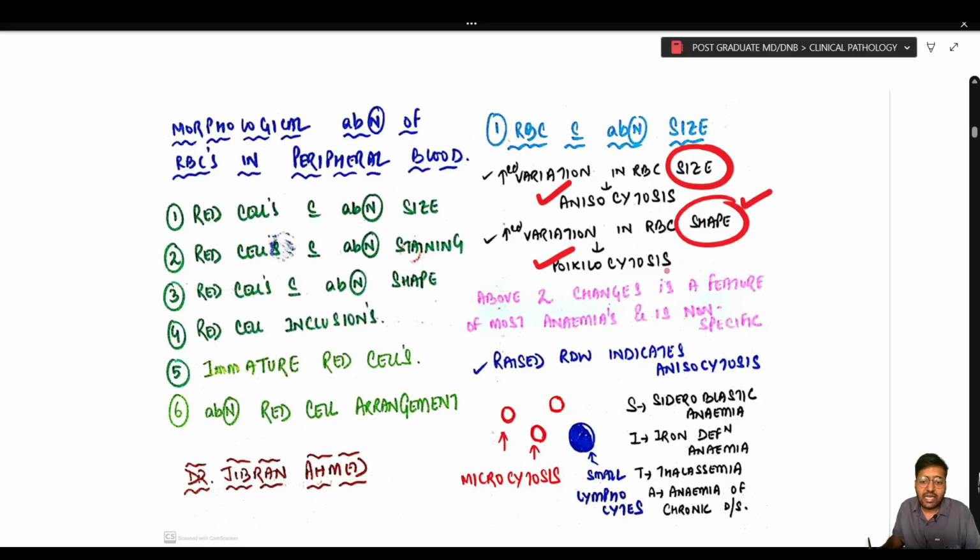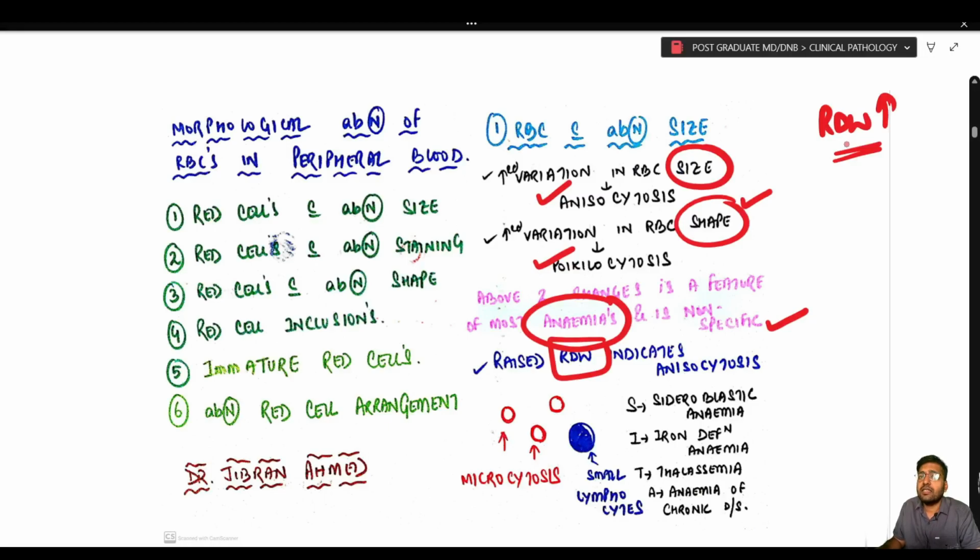The above two changes are a feature of most of the anemias, and remember, it is a very non-specific finding. You might see this in iron deficiency anemia, and you can see the same thing in hemolytic anemia as well. A raised RDW, the red cell distribution width, in the machine report, whether the 3-part analyzer report or the 5-part analyzer report, indicates anisocytosis. What is RDW? What are the types of RDW that you see? We will discuss that when we discuss the automated cell counter and its interpretation.